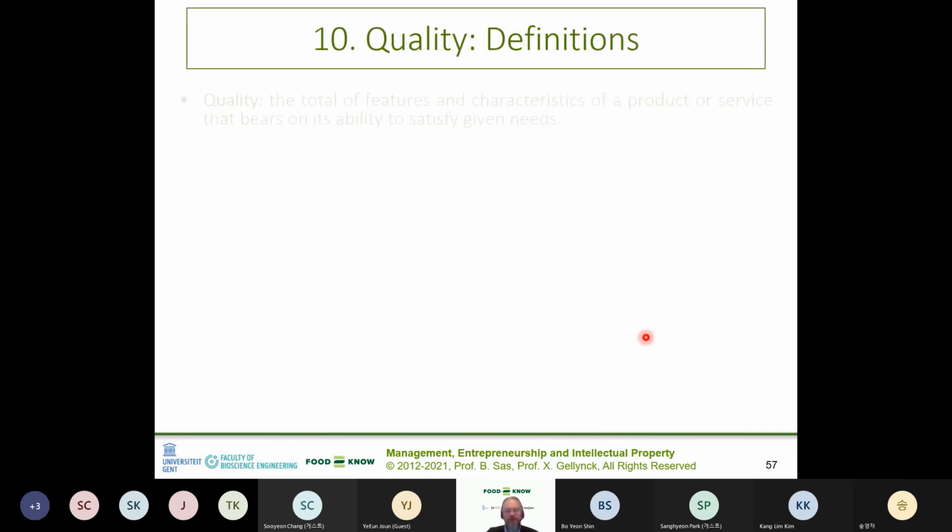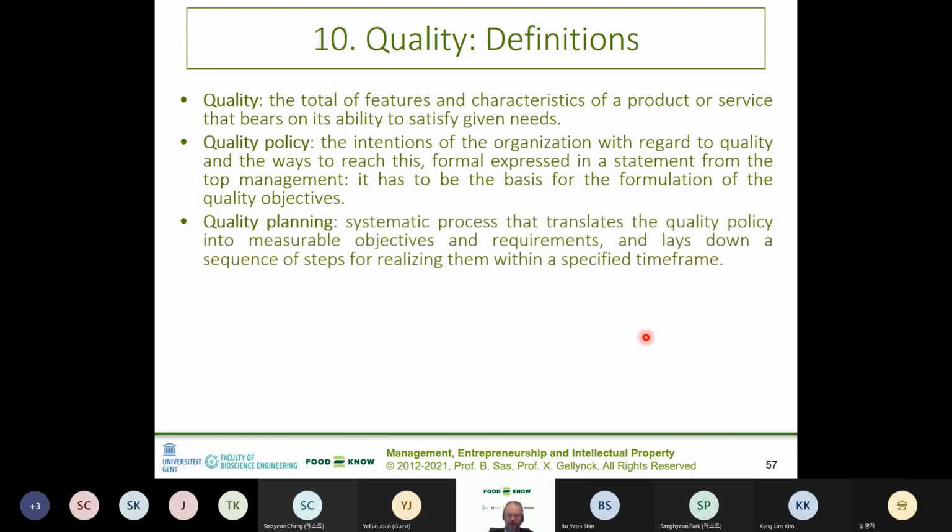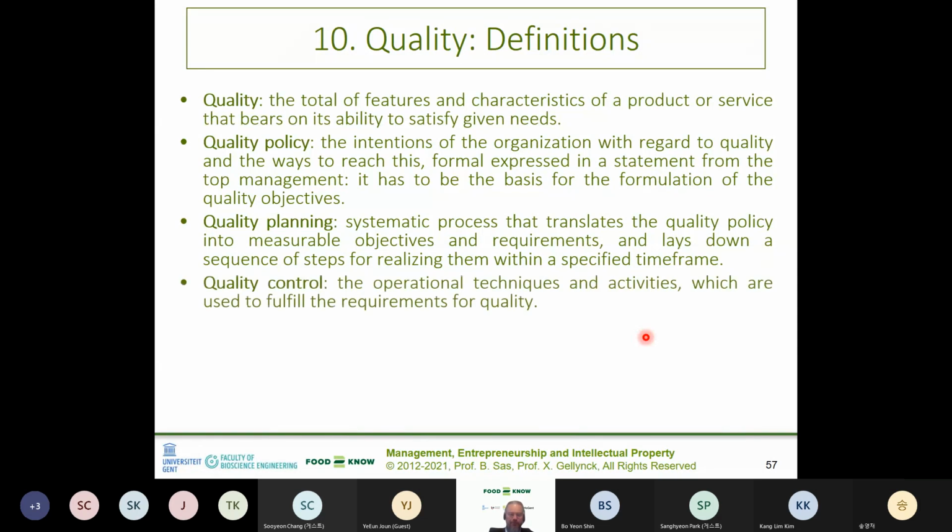Let's move a little bit to quality. So quality, as I mentioned already, for a product or a service, is basically determined by your customer. You have quality policies, so that's a whole range of systems put in place in order to make sure that everything you do is moving towards the quality desired by your customer. Quality planning, that's continuous improving your quality, getting more precise and accurate.